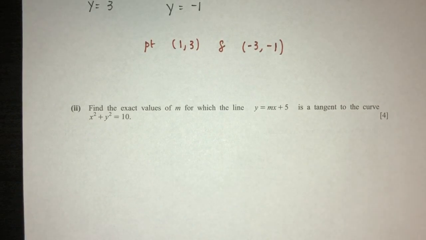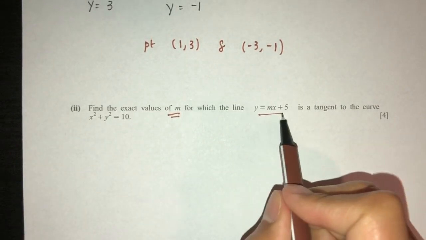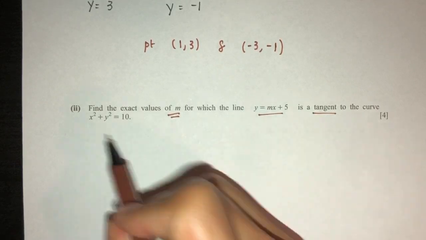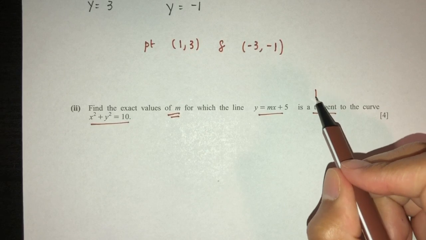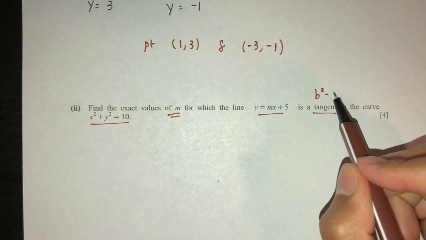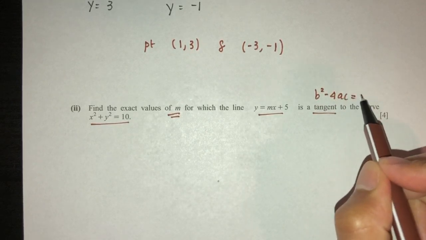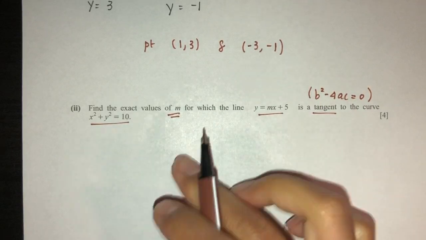Now find the exact values of m for which this line is a tangent to the curve. When you see tangent to the curve, you have to know we are trying to find b squared minus 4ac is equal to 0. So we have to use that in this question.